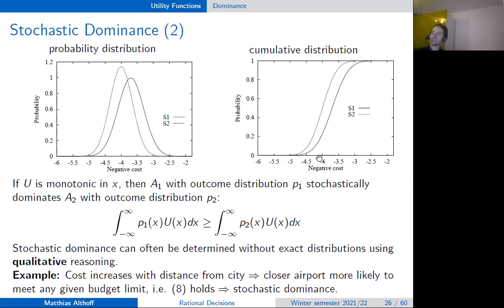So you can also think of it like, okay, what is the probability that the cost is not greater than a certain amount, then the probability would always be lower, and then you directly basically have this cumulative. You directly argued that the cumulative distribution here is always greater in one case than in the other case.